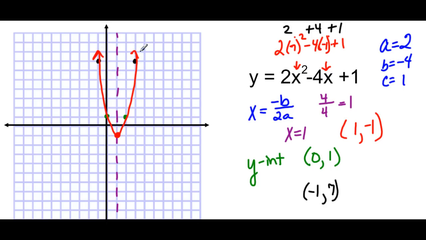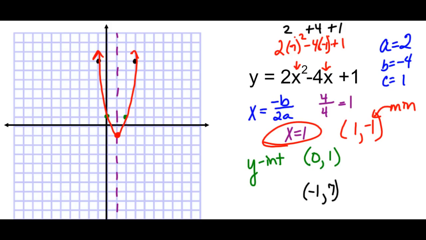Okay, and all the little parts that you can do. Remember that your vertex contains your maximum or your minimum value. Since this opens up, this is a minimum value. So the minimum value would be the y coordinate of your vertex. So we have your axis of symmetry, your vertex, your minimum value, your y-intercept, and another point.